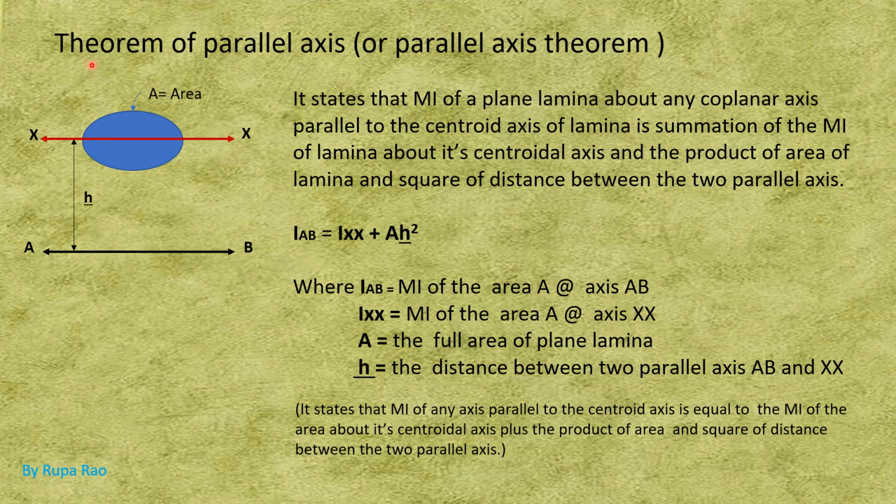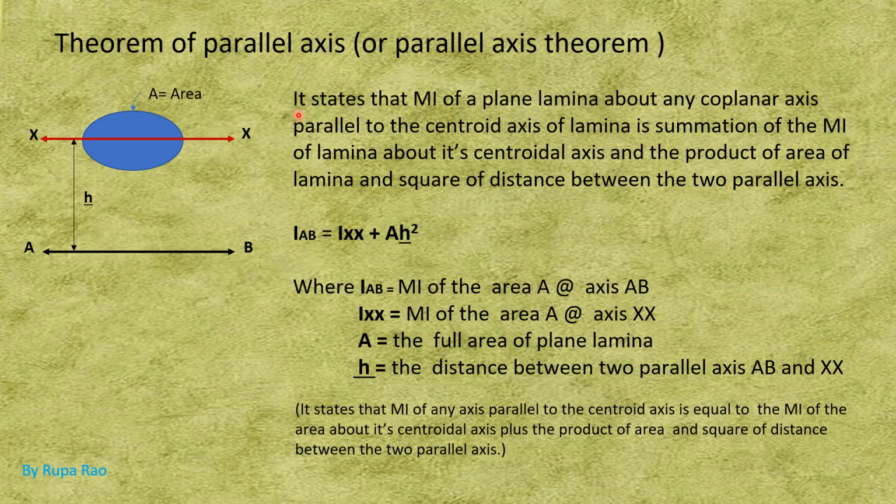Now let us come to the theorem of parallel axis, or parallel axis theorem. Now this is some lamina of area A. The total area of this lamina is A. This is the centroidal axis XX. This is axis AB, which is parallel to the centroidal axis XX. The distance between these two parallel axes XX and AB is H. I have underlined H with some purpose, which I'll be explaining in my next PPTs. So the distance between axis XX and AB is H.